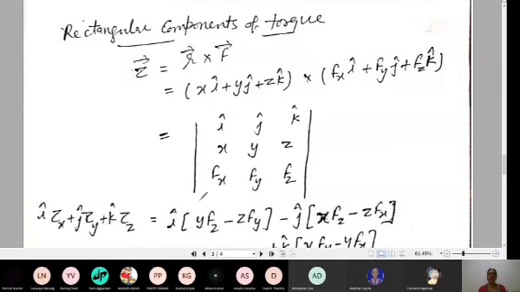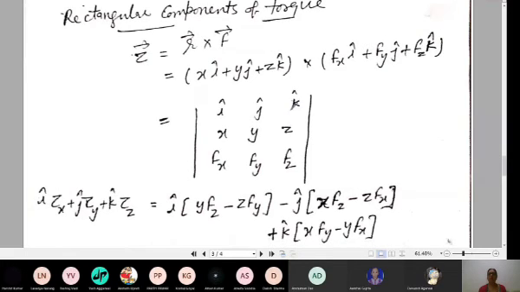And then you can write the value for the multiple of i cap, which is simply by omitting this line and this line, horizontally and vertically. I am getting i cap into (y Fz minus z Fy). Minus of j cap, I will be eliminating this line of j, then I am left with (x Fz minus z Fx). Similarly, for getting the product of k cap, I will be eliminating this line of k, so I am getting (x Fy minus y Fx).